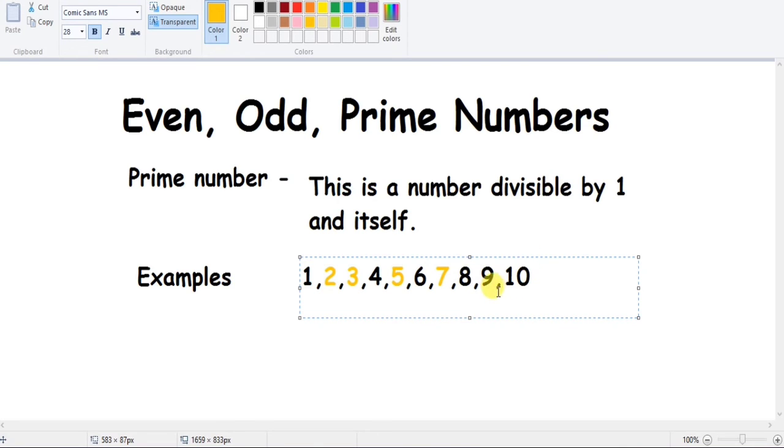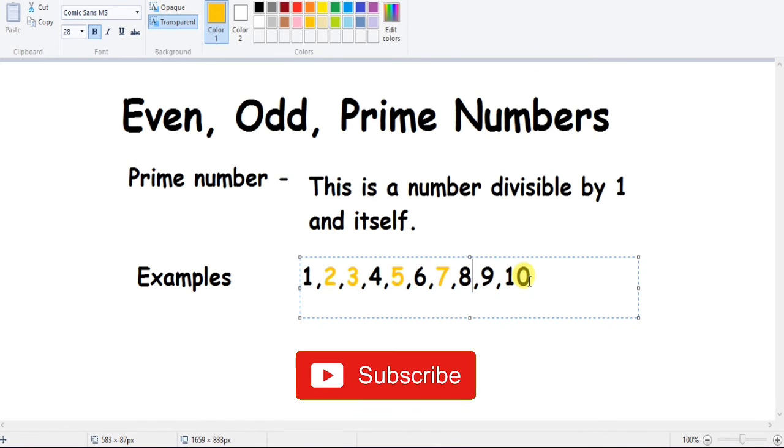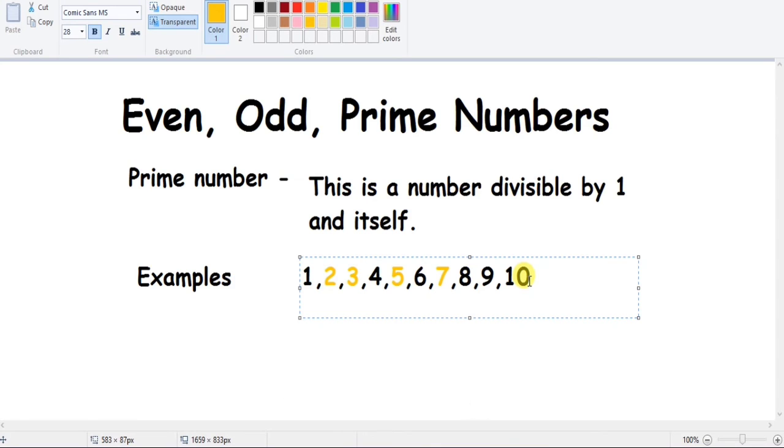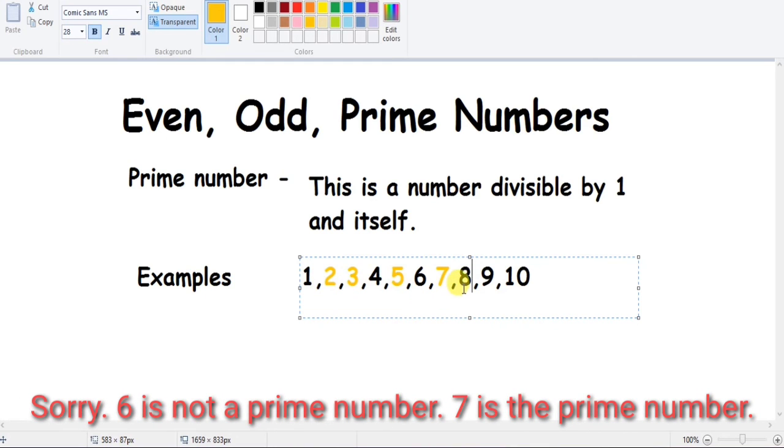Okay, so let's go to 9. 9 can be divided by 1, it can also be divided by 3, and it can also be divided by itself, which makes it not a prime number. If you go to 10, it can be divided by 1, by 5, by 2, and by itself. So this is not a prime number. So out of all these numbers, the prime numbers here are 2, 3, 5, and 7.